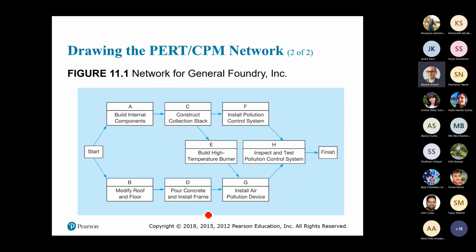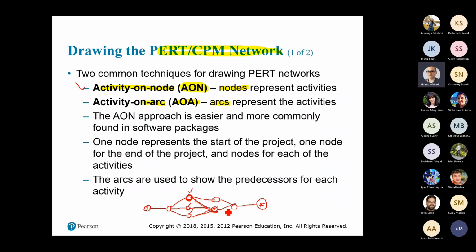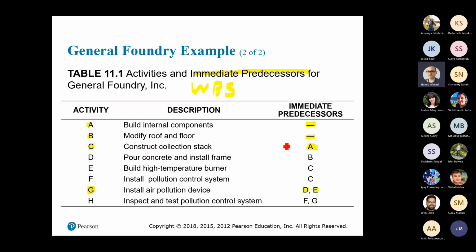Okay, so if I want to draw what we have seen in this table, then it will be something like this. Okay, so activity A is building internal components. Okay, this is activity A. And then activity B is modifying roof and floor. So these two activities are independent. They are not related. There is no activity before them. Okay, so that's why they are starting separately. However, activity C cannot be started before activity A is completed.